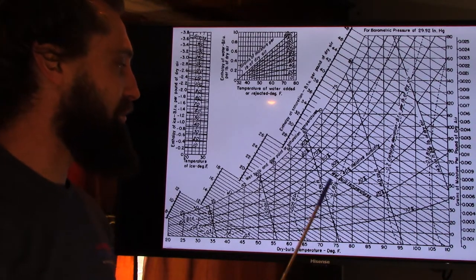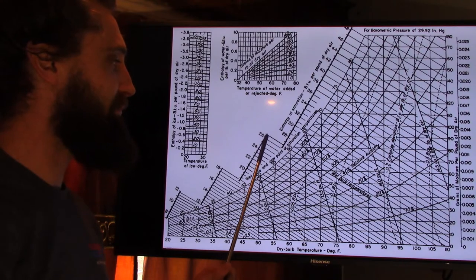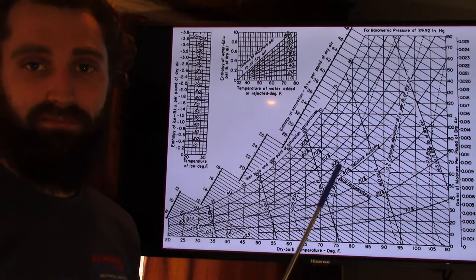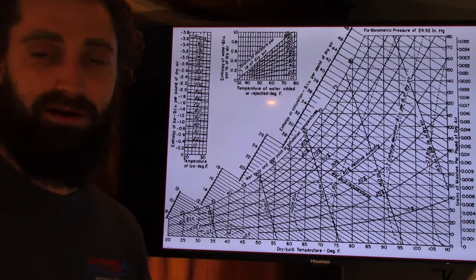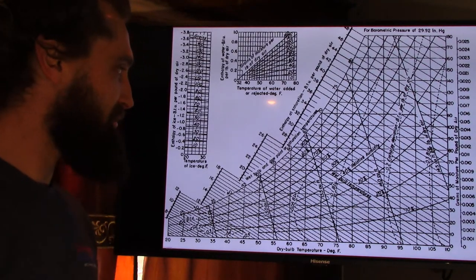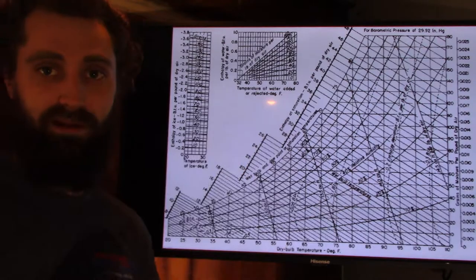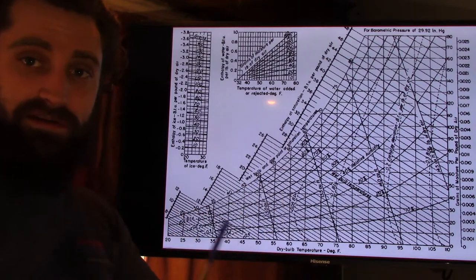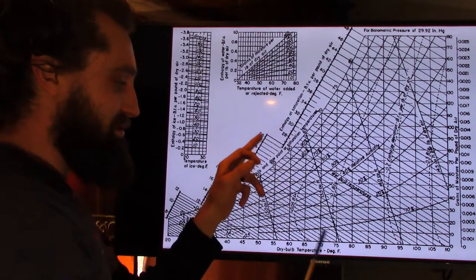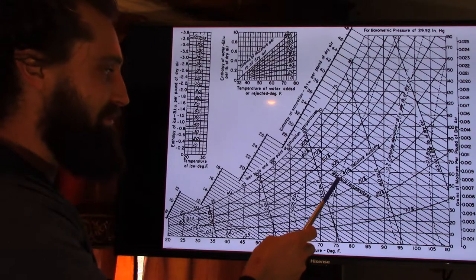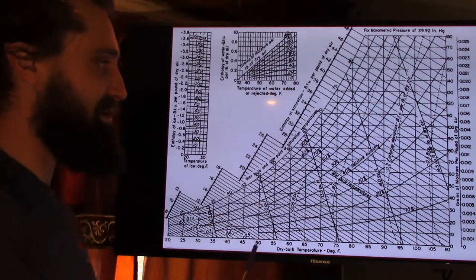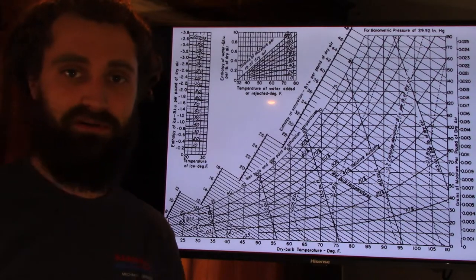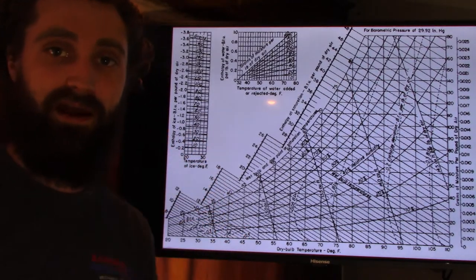But nonetheless, we're going to look at this enthalpy number. So 26, that is our enthalpy. That's the BTU per pound of air. So that's how many BTUs are in a pound of air at her return. So we've got all these bits and pieces, all these numbers to work with. 75, 40%, 26 BTU. We've got about 52 grains of moisture. That's all at her return. These are good numbers to have.